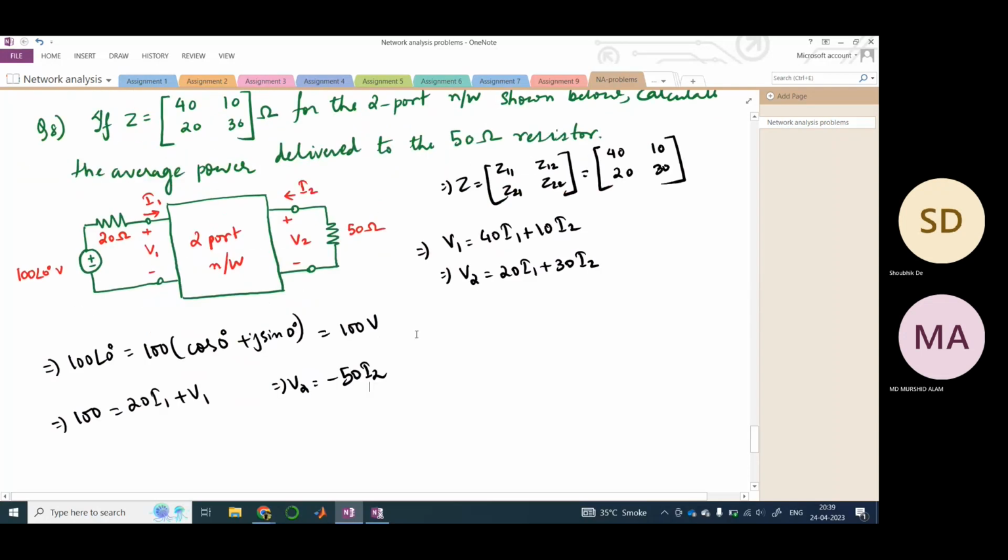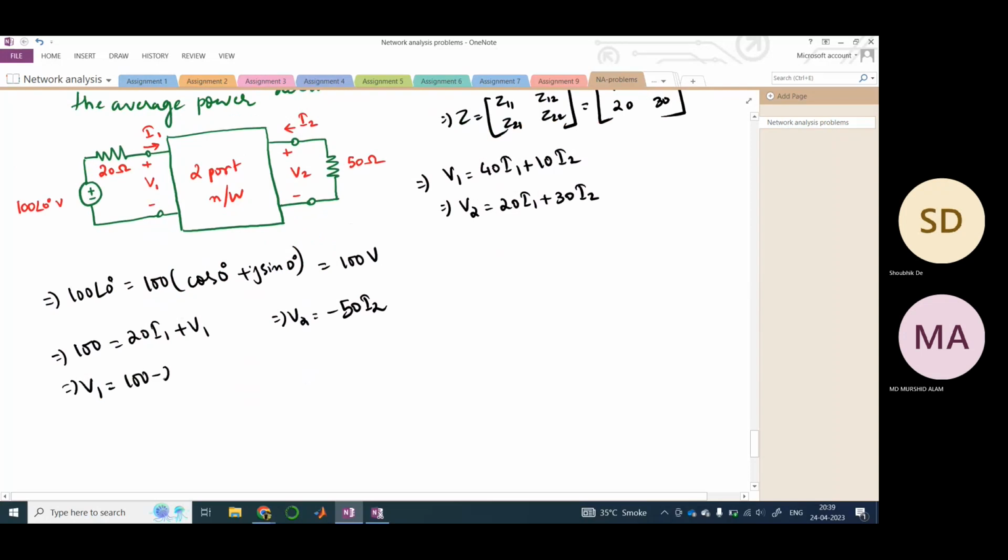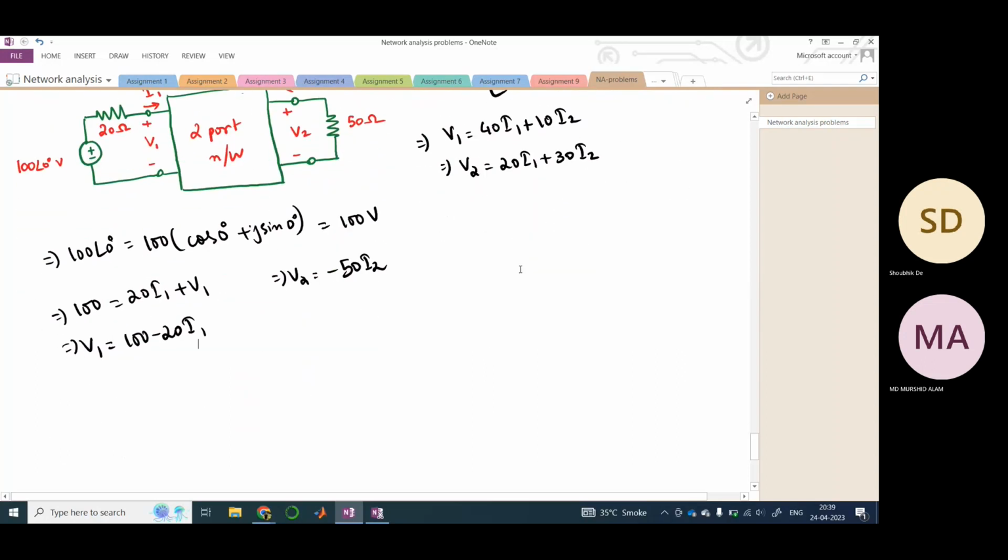Why don't we write like this? So V1 would be 100 minus 20 I1, and V2 is this. So let us substitute V1 here. So V1, I am substituting 100 minus 20 I1 here, right? I am not writing any question number, I am directly writing. So 100 minus 20 I1 is equal to 40 I1 plus 10 I2, right?